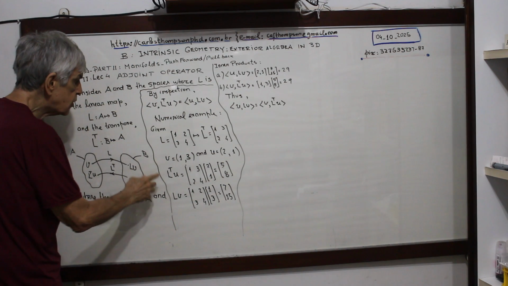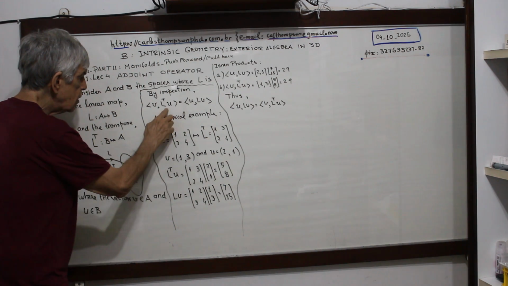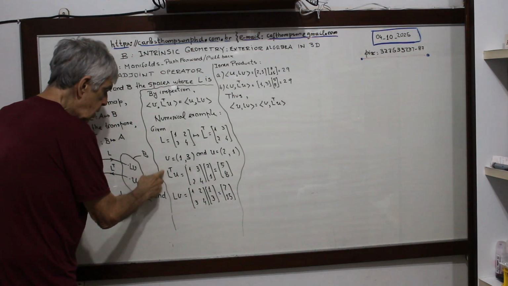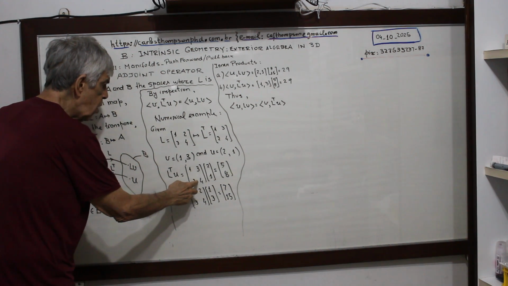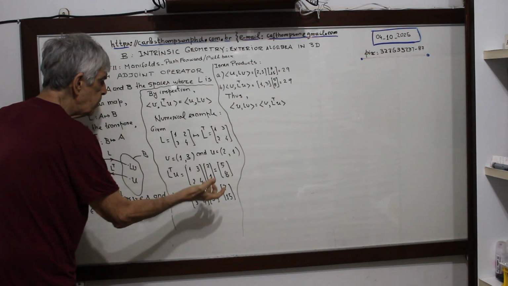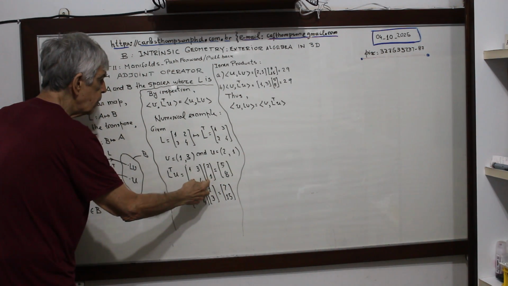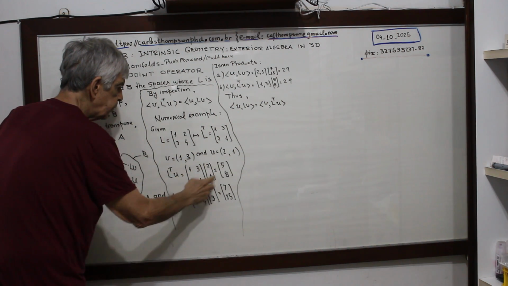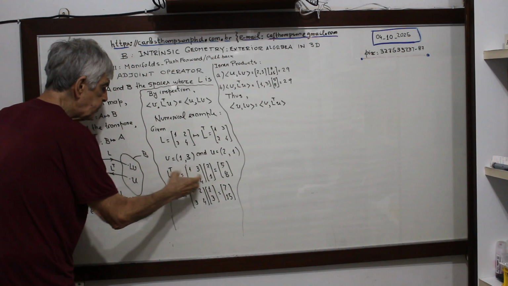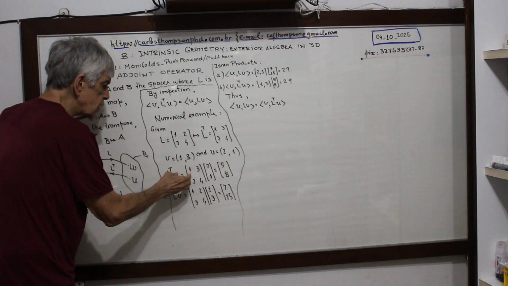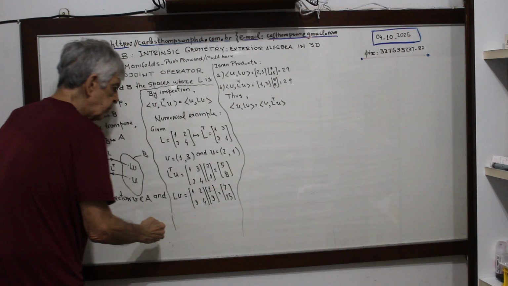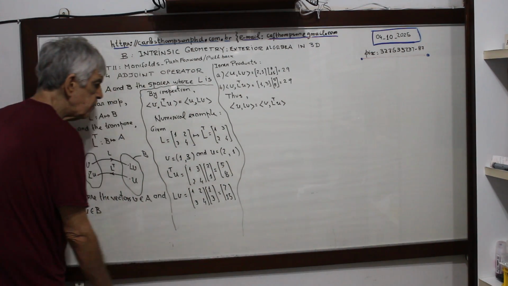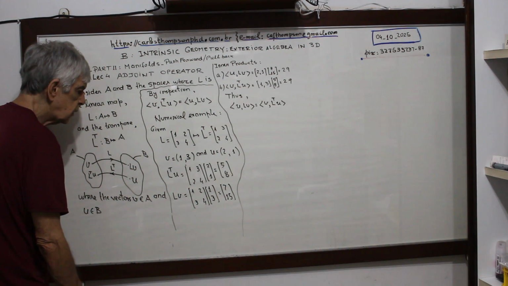Let's calculate L transpose applied to U. So L transpose is 1, 3, 2, 4, just copy from here to here, and the vector U in this case is 2, 1. If I multiply this square matrix by this vector 2, 1, this leads to the vector 5, 8.